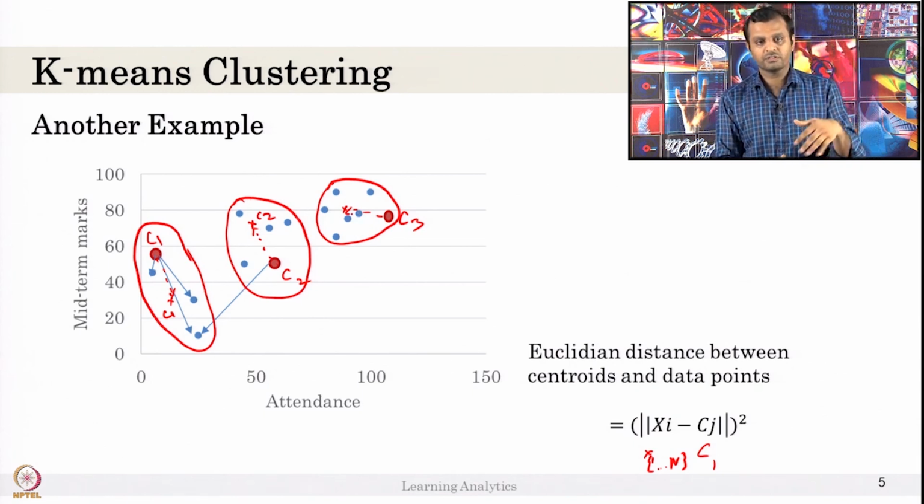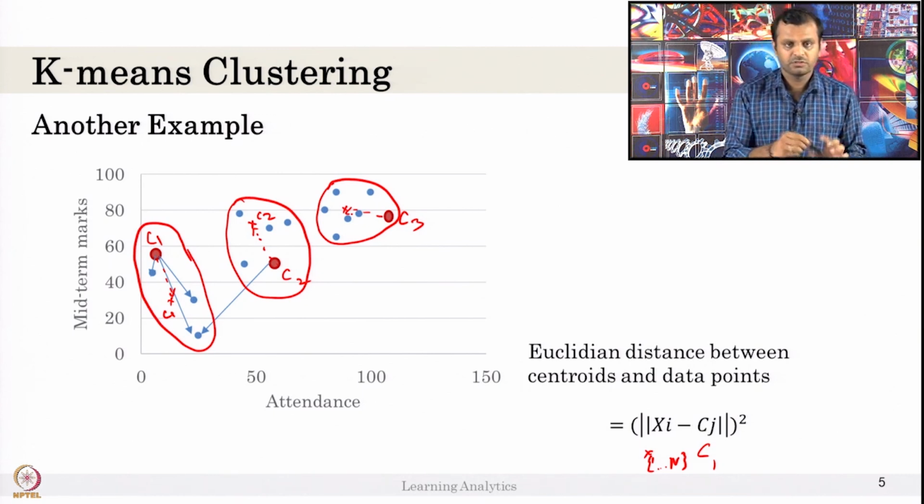So, the first step is you compute the Euclidean distance from the centroids to all the data points. After finding the data points which are near to each centroid, you compute the new centroids based on the cluster values, that is, the mean value.